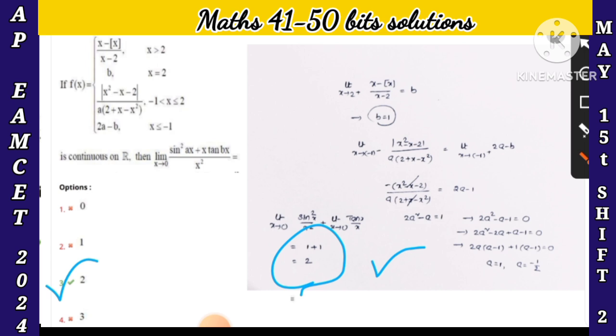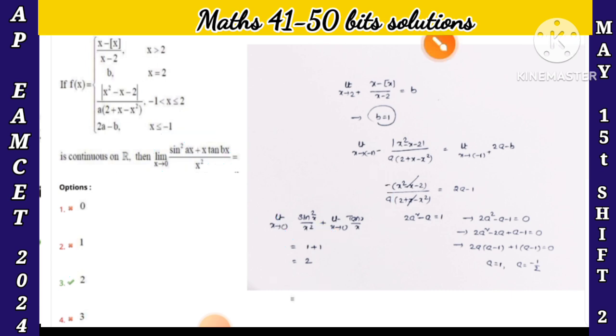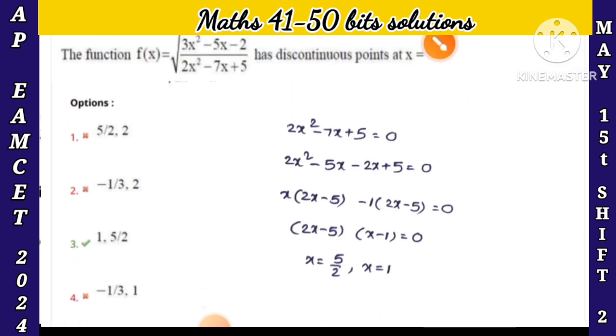Understood, all of you? Replace a is equal to 1, b is equal to 1 and separate the denominators. The formula becomes 1, 1 plus 1 is equal to 2, and that is nothing but the third option. That's all. This is the answer. Understood, all of you? Okay, see the next problem.